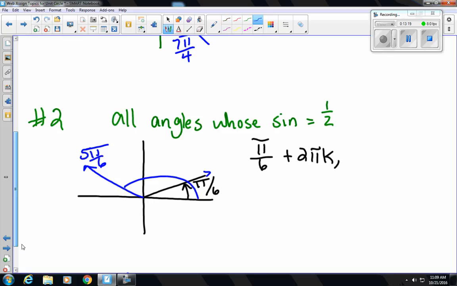All right, now go to 5 pi over 6. If I make a 180 rotation, where am I? I'm at the 4th quadrant. I'm at 330. That's not far enough. I need to go all the way back around. Plus 2 pi k. Yes, ma'am.